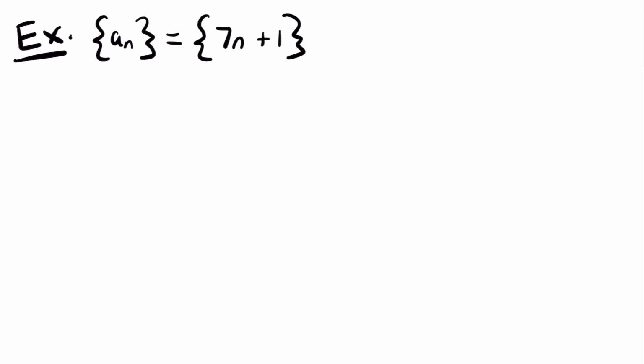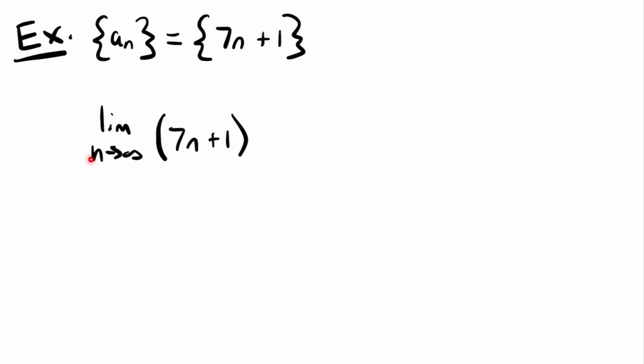Here we have the sequence a sub n is equal to 7n plus 1. And so if we want to determine the convergence of this sequence, what we can do is take the limit as n approaches infinity for that sequence. And so we'll have the limit as n approaches infinity of 7n plus 1.